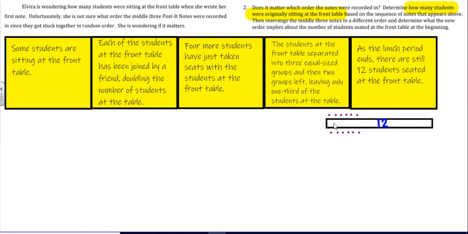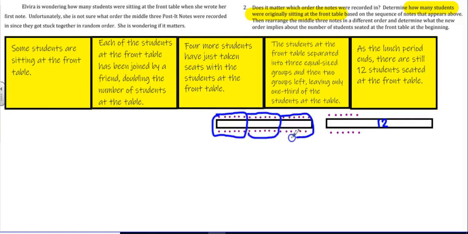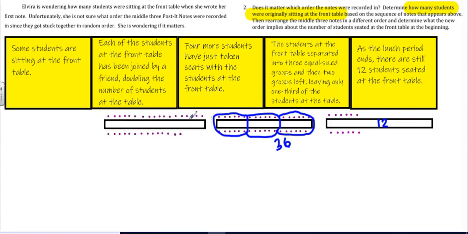So that means we need 3 groups of this 12 to be sitting at this table. So we have a group of 12, and then another group of 12, and then the third group of 12. So that's a total of 36. All right, let's look to see what happened right before that. So at this point in time, there were 36. So this says 4 more students have just taken seats with the students at the front table. So if we're working backwards, that means that there would be 4 less. So that means there are 32 students total.